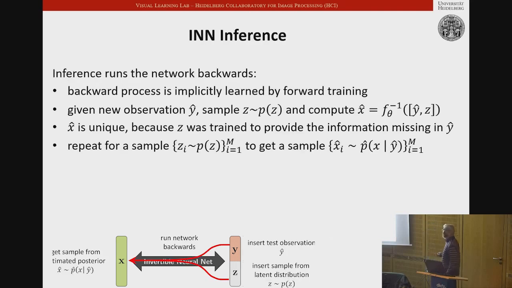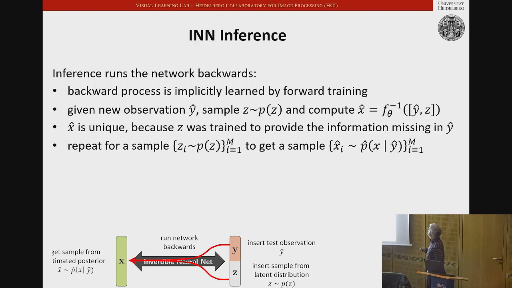So then we have trained the whole thing. Now we would like to do inference, and as I have already explained, the backward process is implicitly learned because the network is invertible. Given an observation, y hat, we sample some z and compute x hat. Then x hat is unique because z is trained to provide all the information about x that has not made it into y. All information that is lost about x is collected in z, and that's why the whole thing is invertible.